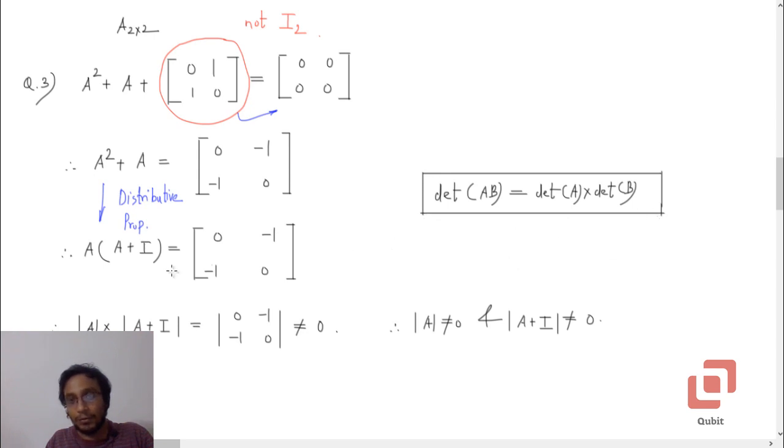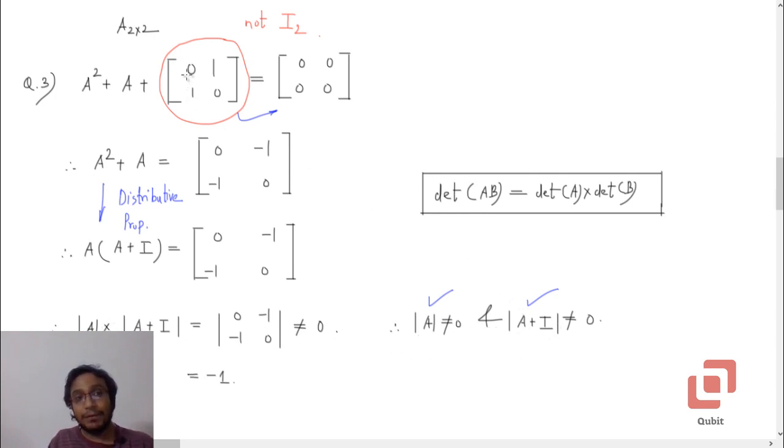Okay, so when we have A into that as 0 negative 1 0, the product of the determinants of the 2 matrices on the left hand side has to be equal to the determinant of the right hand side, which is clearly not equal to 0. Okay, it is equal to negative 1. So if you have 2 real numbers whose product is negative 1, we can be sure that none of them is equal to 0, which means none of these matrices is singular, or both the matrices are invertible. Which two? A as well as A plus I.